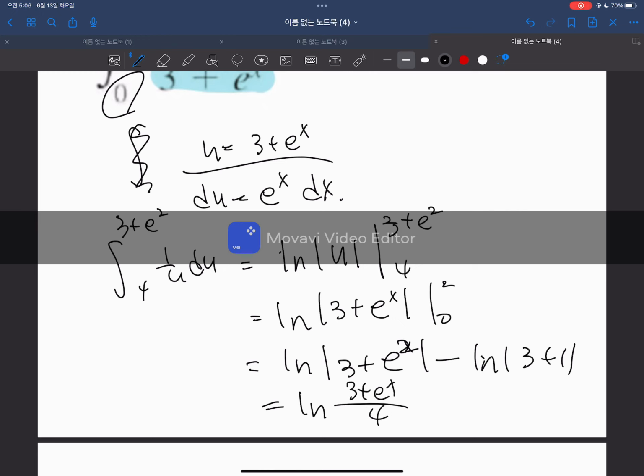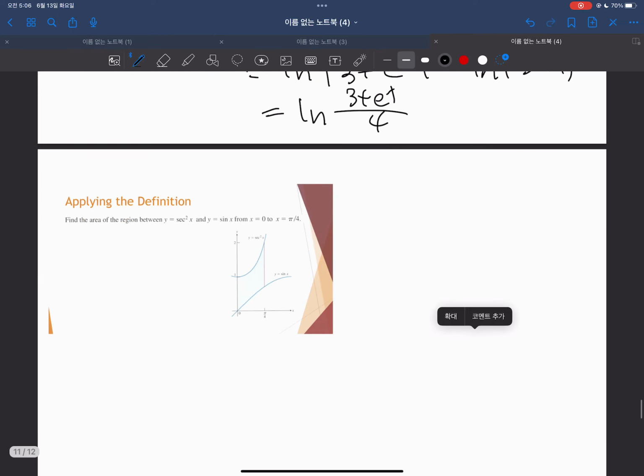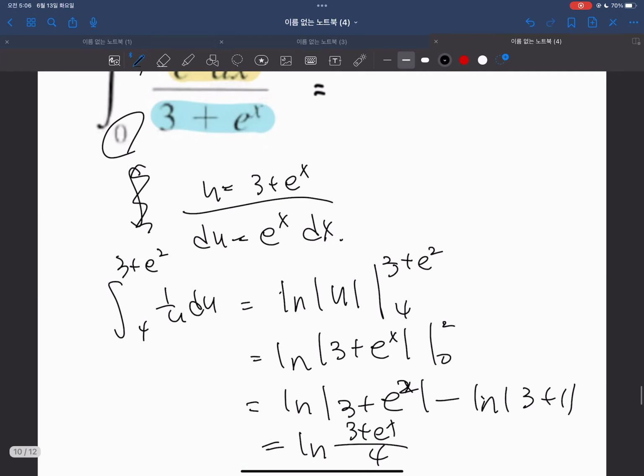This is also a log function. This is all that we have for 6.2.